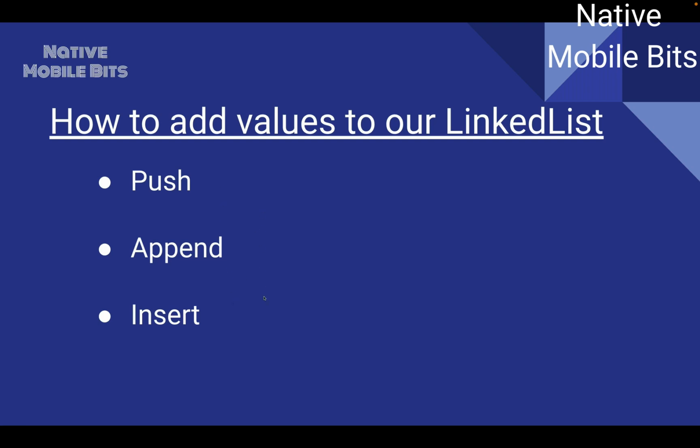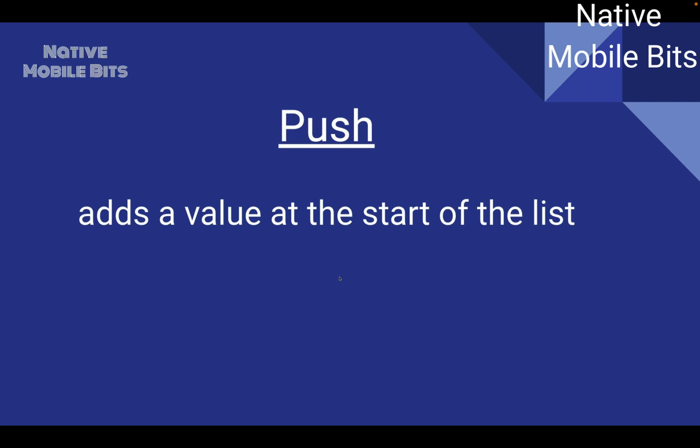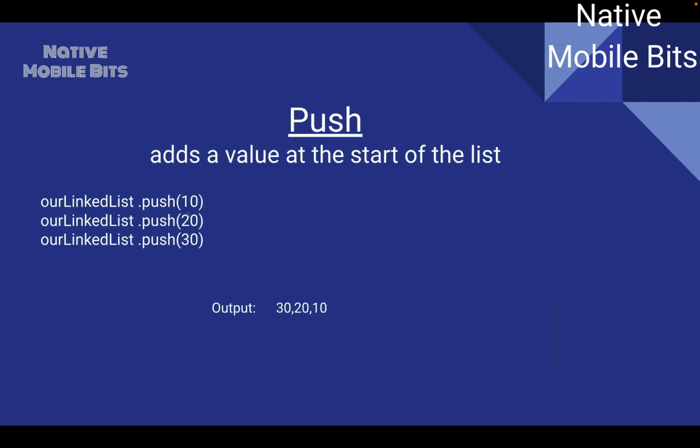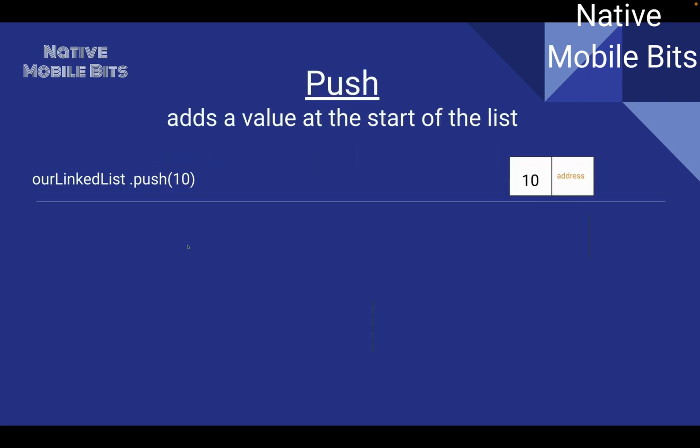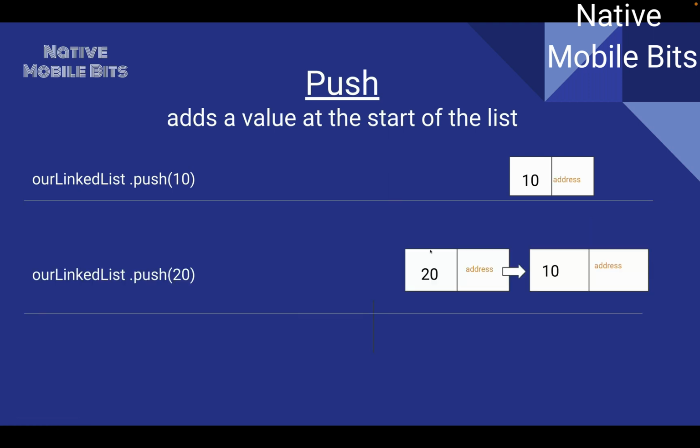So let's start with push operation. So basically push operation adds a value at the start of the list. So for example, let's say we want to push these three elements 10, 20 and 30. If we push the first element 10, inside our linked list there will be one node. This will be the head and this will be the tail, as there is only one element. Then when we push the next element 20, there will be two nodes and 20 will come in the front. 20 will be the head and 10 will be the tail at that time.